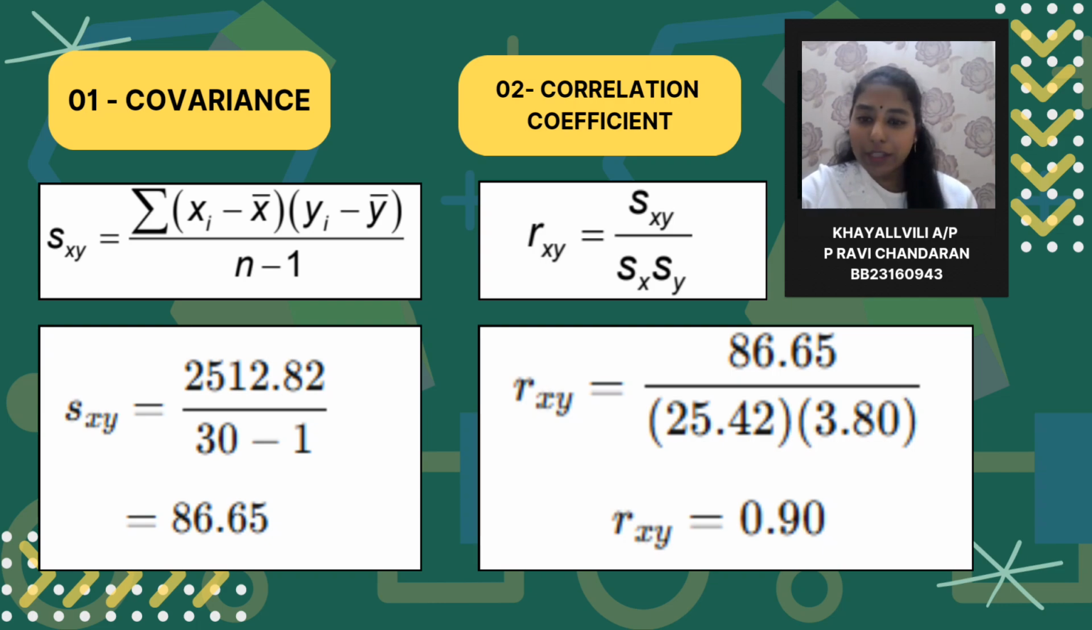Covariance: 2512.82 divided by 30 minus 1. The answer will be 86.65. Correlation coefficient: 86.65 divided by (25.42 times 3.80). The answer will be 0.90.